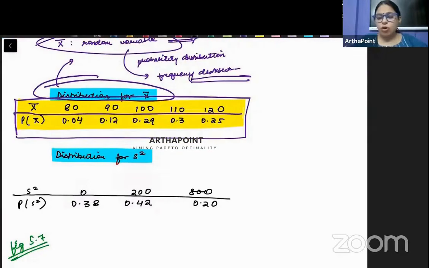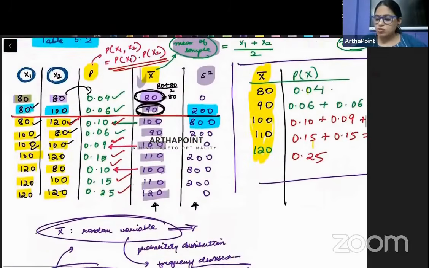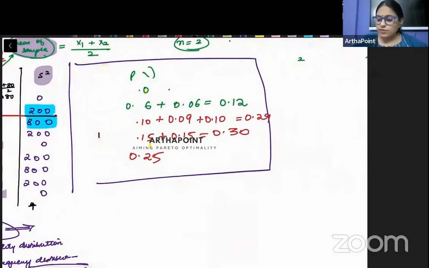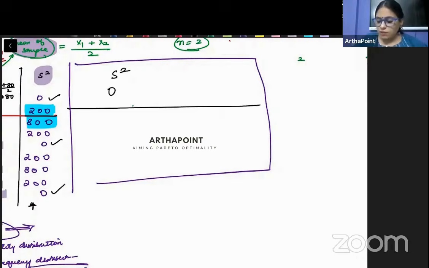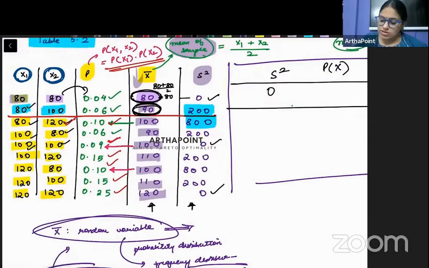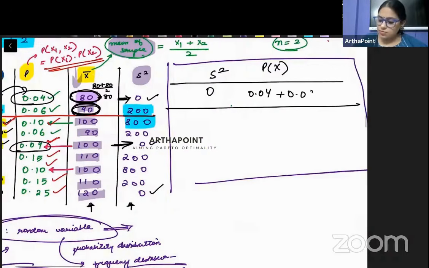Similarly, I want you to make a probability distribution of the variance. Variance का भी probability distribution बन सकता है. So in that case, what will we do? Let's start with the probability distribution of variance, beta. What are the values that variance takes? It takes the value 0. What is the probability associated with it? For 0, corresponding 0 here, I see 0.04. For 0 here, I will see 0.09. And for 0 here, I will see 0.25.